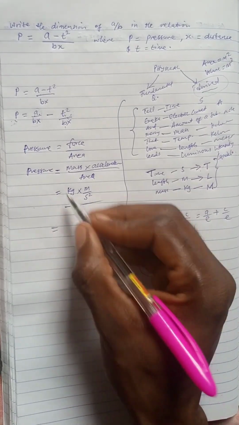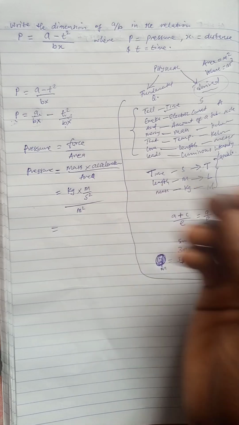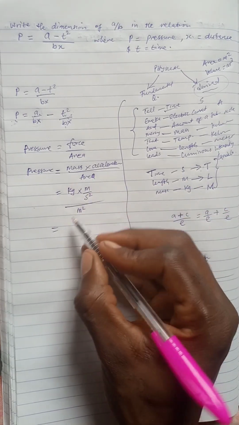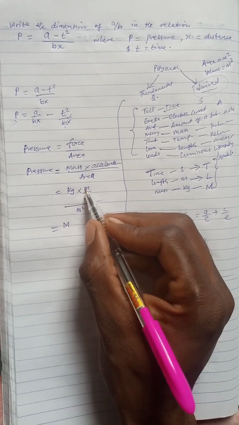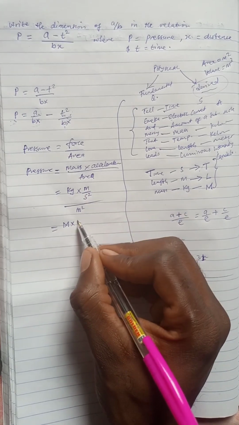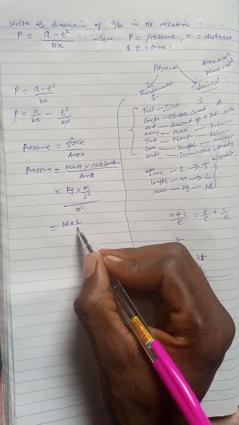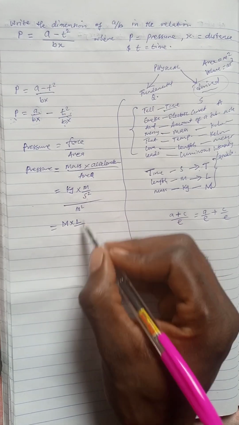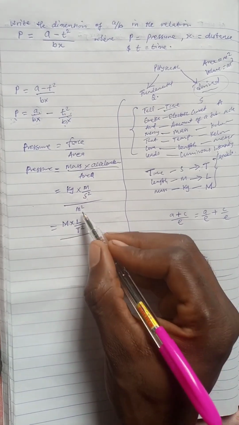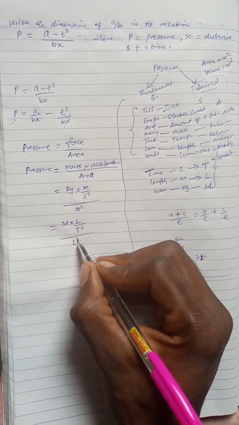So now let us convert it to dimension. What is the dimension for mass? Capital M. What is the dimension for length? L, which is measured in meters. What is the dimension for time? That is seconds, which is T to the power of 2, over. What is the dimension for length? L to the power of 2.